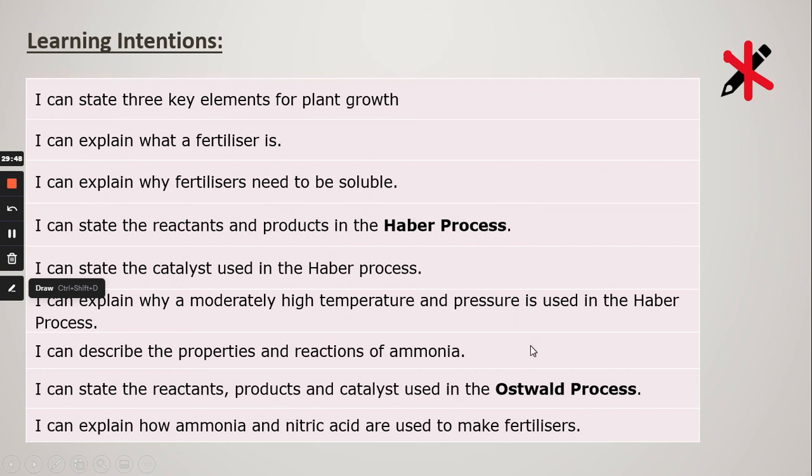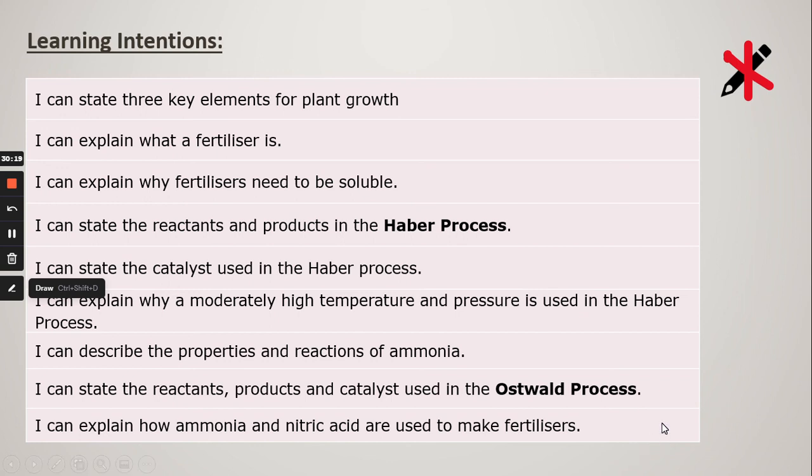And then you should also be able to describe the properties and reactions of ammonia. That was something that we covered just at the end there, when I described the smell of ammonia, and how it reacts with water, and how a solution of ammonia or ammonium hydroxide can react in neutralization reactions. And then you also need to be able to state the reactants, products and catalysts used in the Ostwald process. So see if you can remember those.